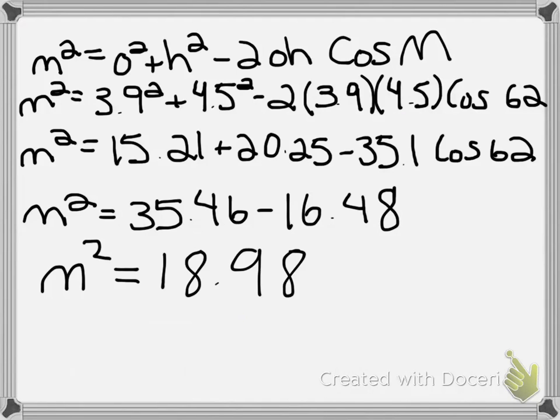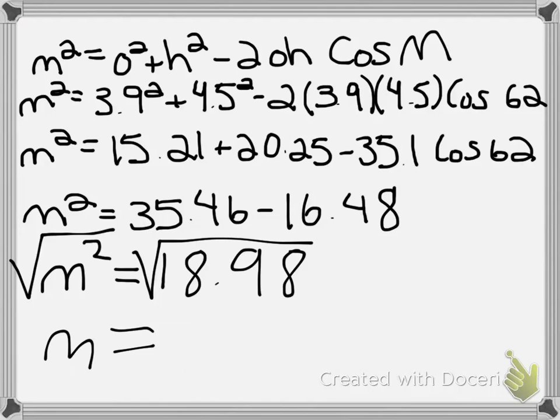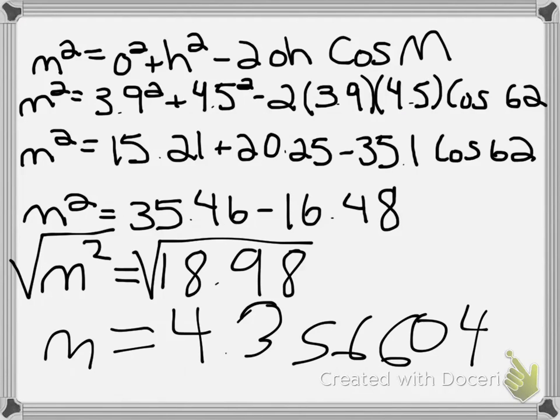And now since we have a squared here, we have to do the square root of both sides, which will be m equals 4.3. What did I do? I did it all because I can. And yes.